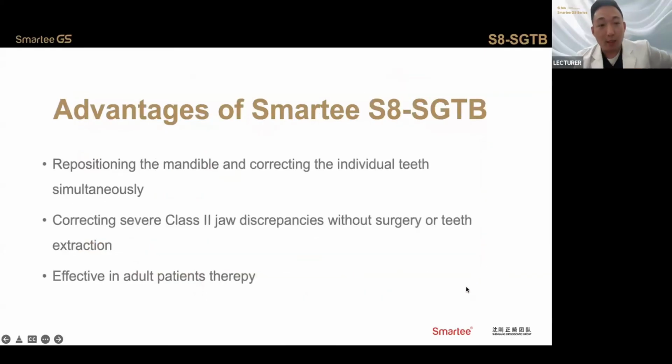As for the advantages of S8 SGTB, we can reposition the mandible and correct the individual teeth simultaneously. That's very efficient, and we can correct severe Class 2 jaw discrepancies without surgery or tooth extraction. I think this is very good for the patients. It's very good news for the patients.